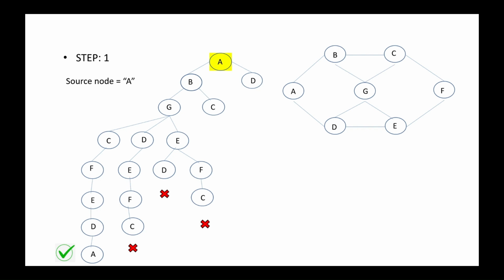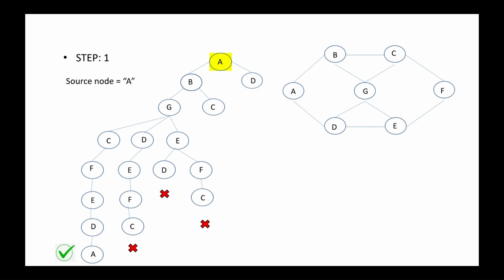For C, there are three adjacent vertices. One is B, G, and F. B, G, and F, all three are already visited, so we didn't write any of them. So it does not follow the cyclic form.